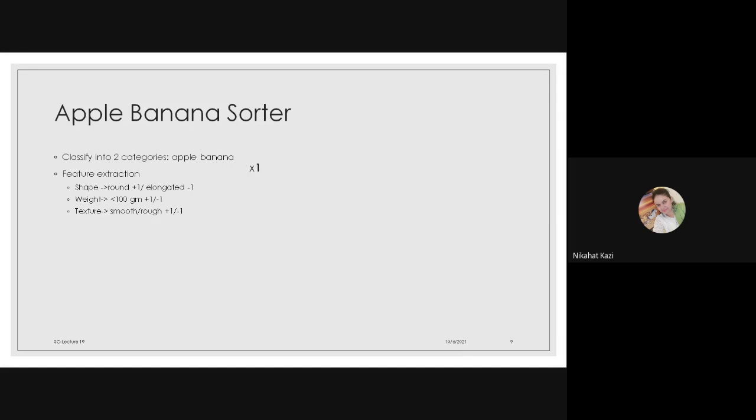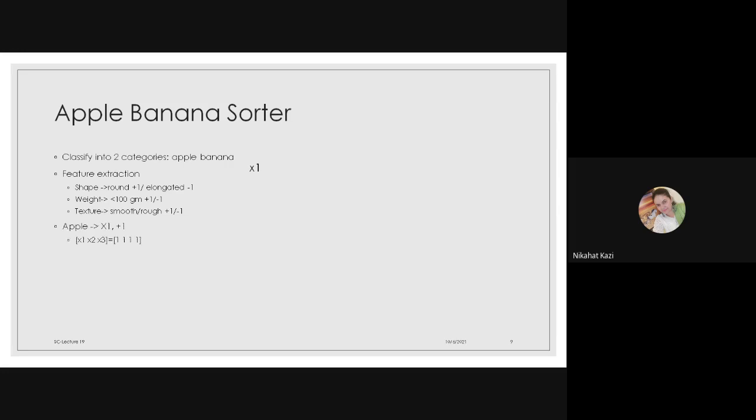So second is weight. So weight, if it is say less than 100 grams, then it is a +1. If it is greater than 100 grams, then it is a -1. Okay. These are some rough values that we have assumed. And texture, if it is smooth, then it is a +1. Otherwise, it is a -1. Okay.